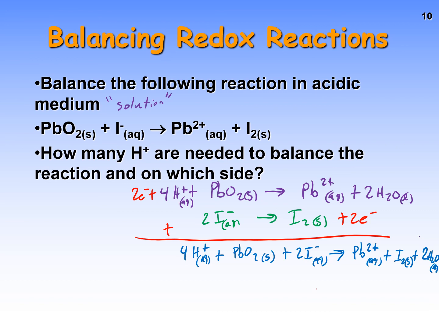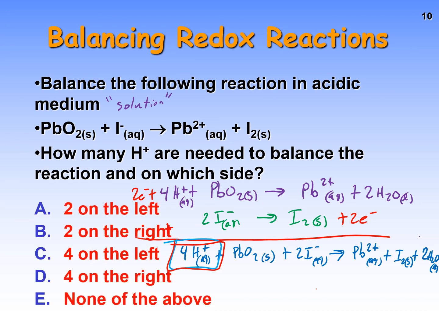And our question was asking how many hydrogens are needed to balance the reaction and on which side. Well, there are 4 hydrogens. I should have done that in red. There are 4 hydrogens on the left side. And so if we look at our options here, our answer is going to be C, 4 on the left.